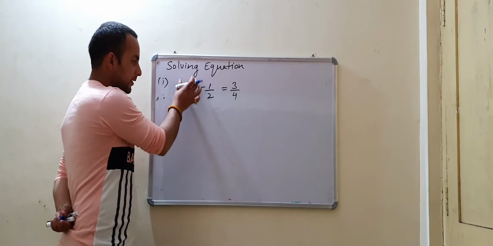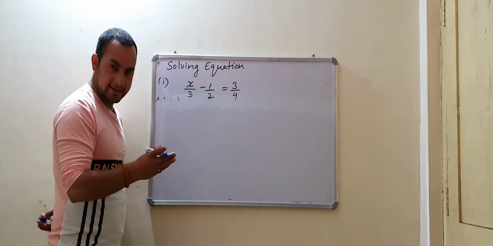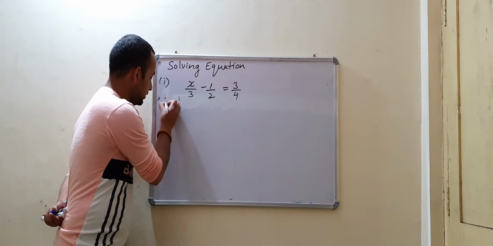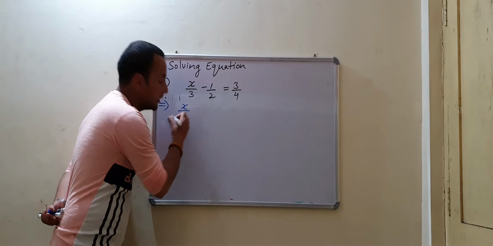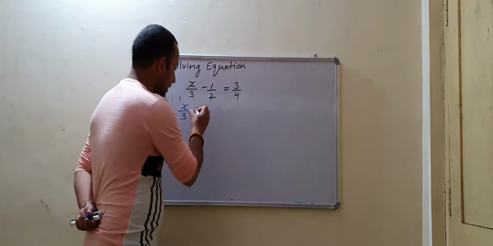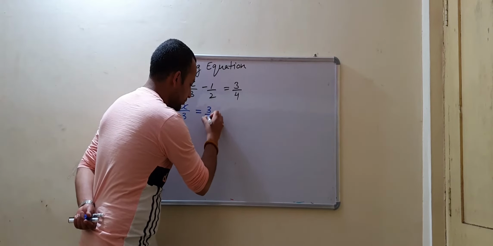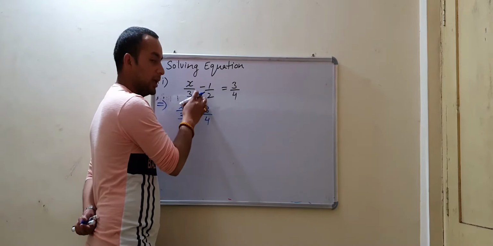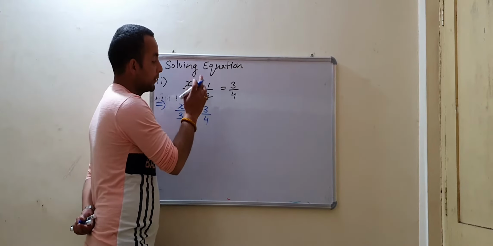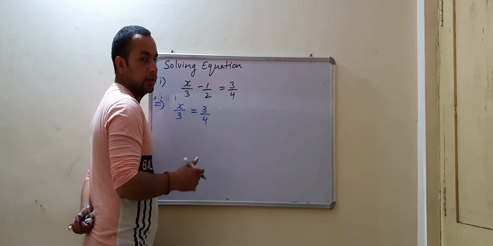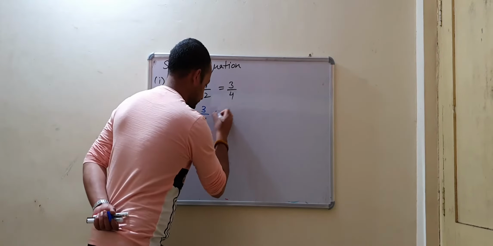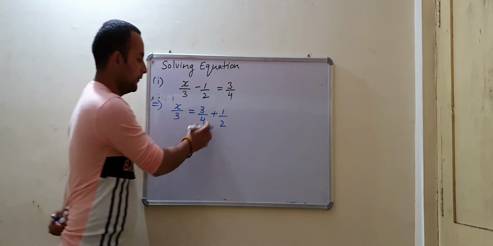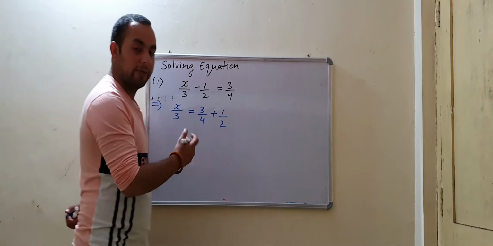So what you will do, first you will keep the variable on one side and shift the constant to the other side. First of all, the variable on the left hand side is x upon 3. Negative 1 upon 2 is a fraction and a negative number, so shift it from the left hand side to the right hand side as positive 1 by 2. Now it is in rational number form, right? 3 upon 4 plus 1 upon 2.